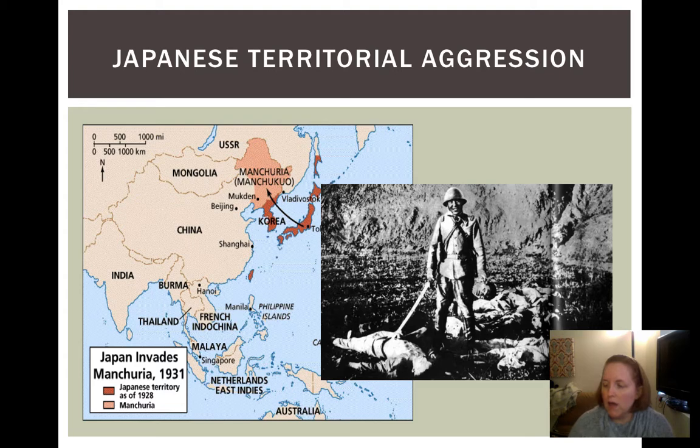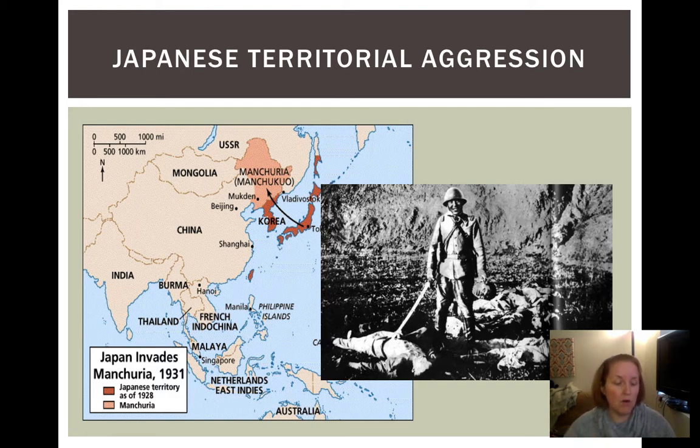From 1931 to about 1937 or so, the Chinese and the Japanese were fighting these skirmishes. But in 1937, things escalated into an all-out war. This is the second Sino-Japanese War, which lasts from 1937 all the way to 1945.